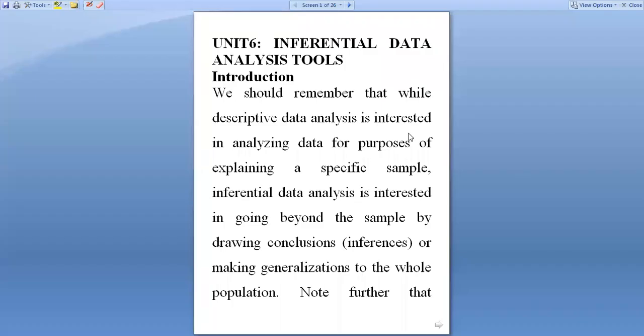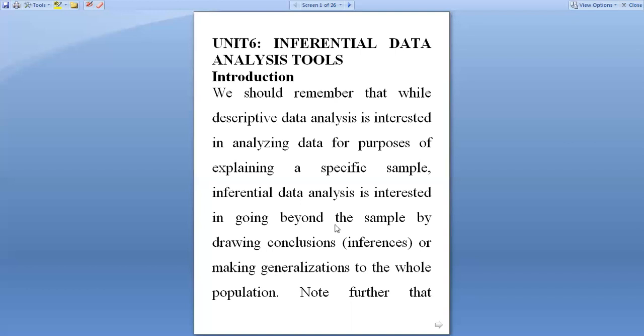So as I have said, today we are looking at inferential data analysis. This is the second level of analysis. The first level is descriptive analysis, which we have completed. We remind you that descriptive data analysis is interested in analyzing data for purposes of explaining a specific sample.